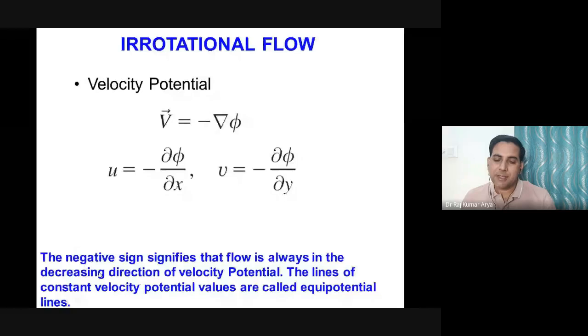The negative sign signifies the flow is always in the decreasing direction of velocity potential. That makes sense. One way you have potential high, the other way you have potential low, so your movement would always go from high to low, just like electricity, which moves from high voltage to low voltage, because you should have some gradient to move it. Same thing in case of fluid flow: fluid will move from high pressure to low pressure zone.